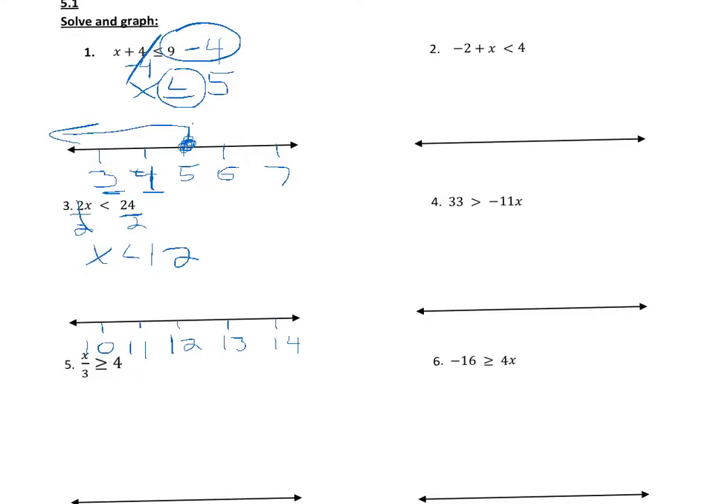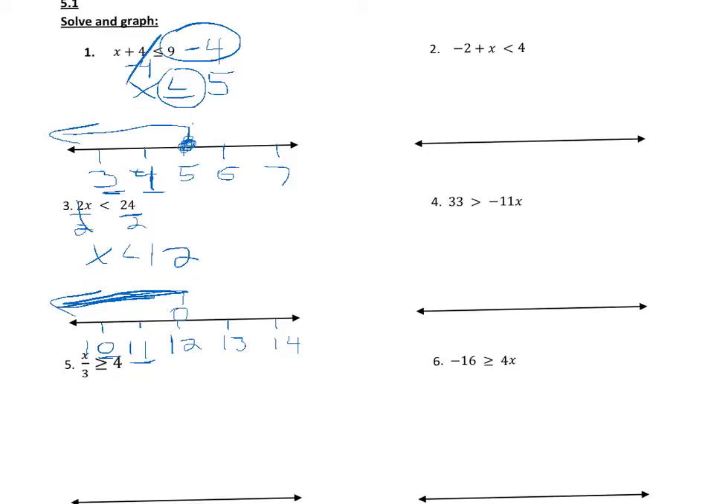Now, since it's not underlined, I just have x is less than 12. I put an open circle, because 12 is not included. The arrow points to the left, so I'm going to shade to the left. So all these numbers, 10, 11, they're all less than 12. Okay, let's go to the next one, number 4.